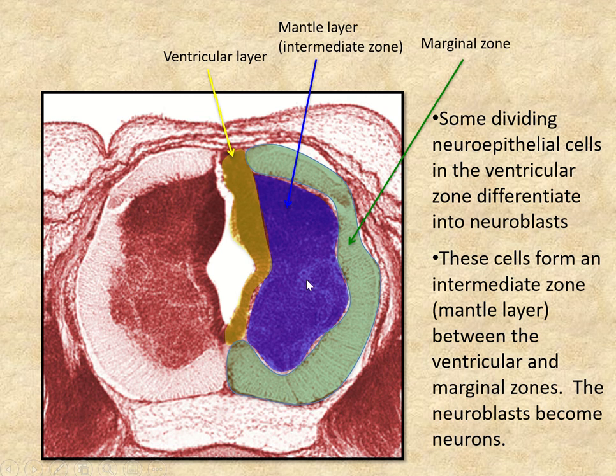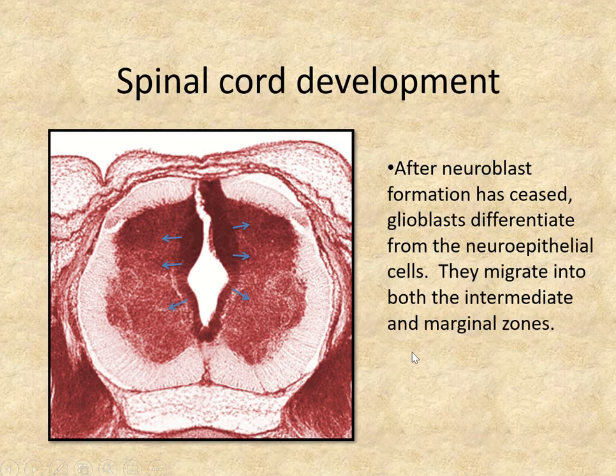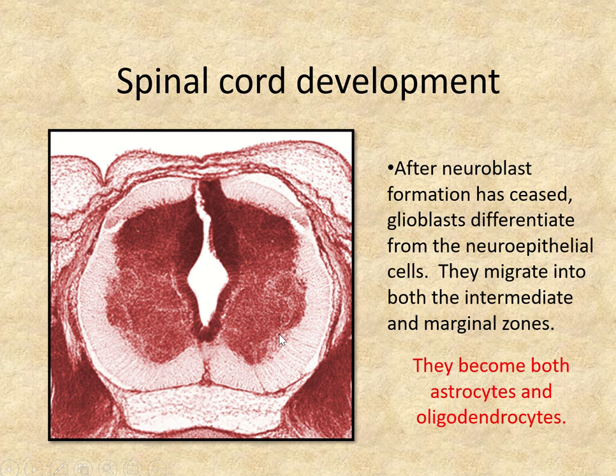zone. Now there's not only neurons and axons, however, there will be proliferation after the neurons have been generated from the neuroepithelium. The neuroepithelium will give rise to the glioblast, so the macroglia that exist in the marginal and intermediate zones all come also from this neuroepithelium. And then I want to point out that what we mean when we say macroglia is astrocytes and oligodendrocytes.